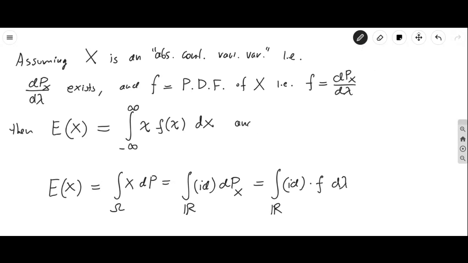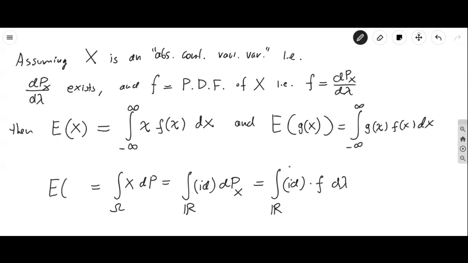And more generally, if you wanted to apply some function to your random variable, in other words, a composition, a real valued function composed with a random variable, then you would just apply this function to that x. So you would just write it as the integral of g of x, f of x, like this. If that's not clear, what you're doing is this is basically g composed with x. g is a real valued function composed with x.